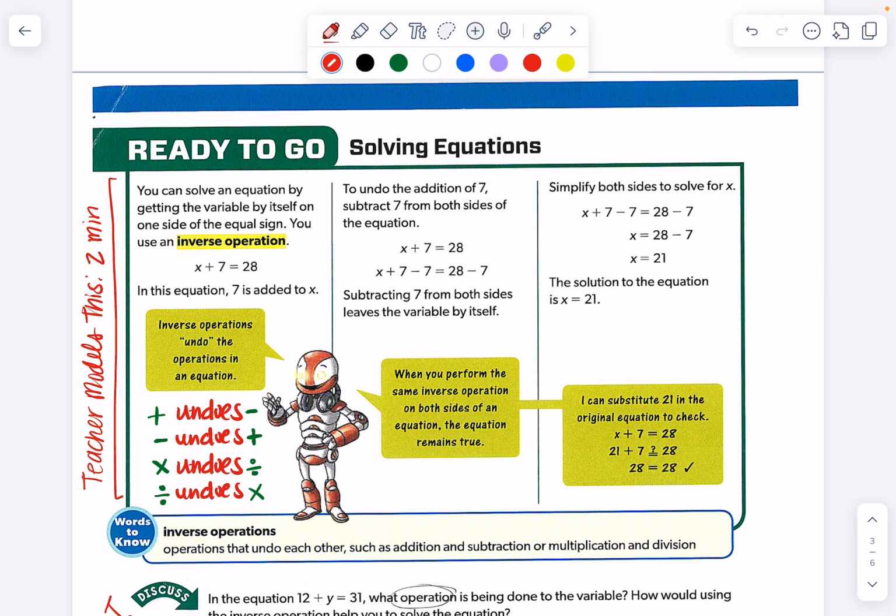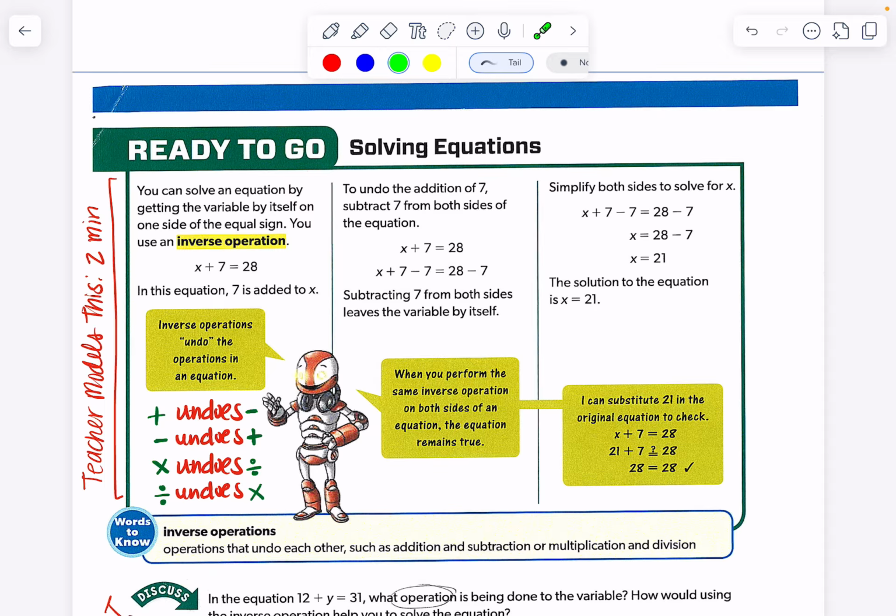So as always, we are going to start out with our introduction. It lets us know that you can solve an equation by getting the variable by itself on one side of the equal sign. You use an inverse operation. So this is the one side of the equal sign. We have a variable x, and x is not by itself. Right now, x is being added to 7.